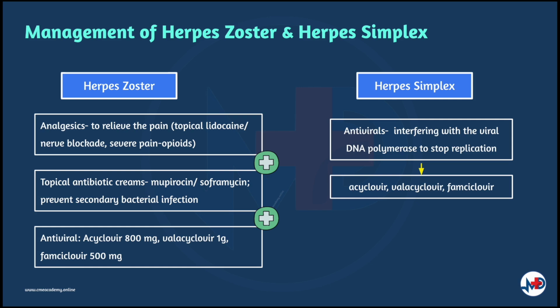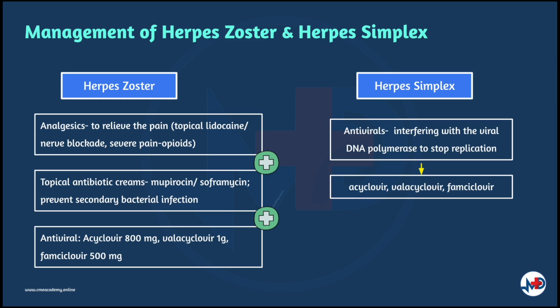The antiviral therapy given in herpes zoster would be acyclovir 800 mg, valacyclovir 1 gram, or famciclovir 500 mg. Topical antibiotic creams such as mupirocin or soframycin may be prescribed in order to prevent any secondary bacterial infection. Lastly, analgesics such as topical lignocaine or nerve blockade is given to relieve pain. In severe cases, you can consider giving opioids.